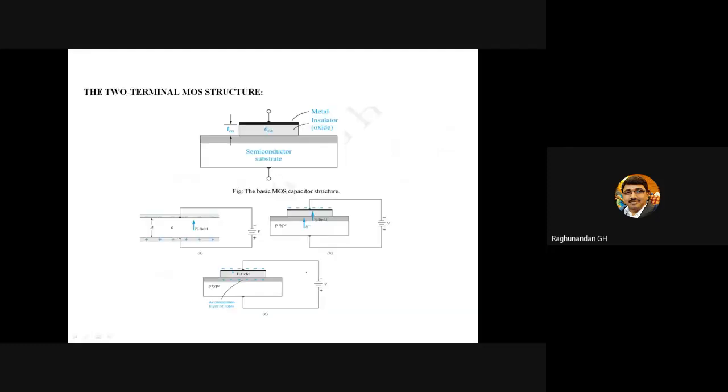After this, the next one is the two-terminal MOS structure. In the two-terminal MOS structure, the main consideration is the metal contact of the gate. So, gate metal contact. In the construction you have seen, there were 3 metallic contacts, and there was a SiO2 layer.